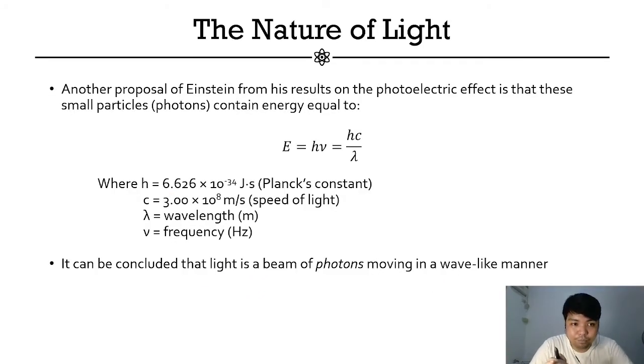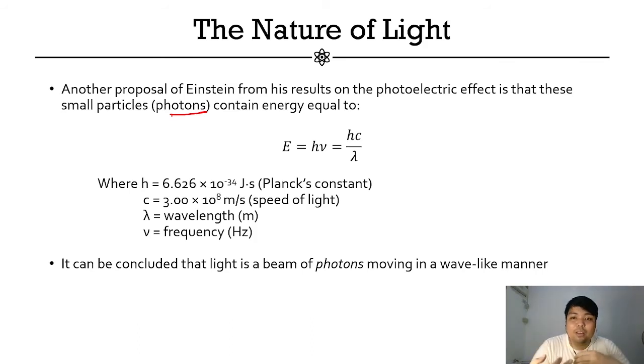Now, based on the photoelectric effect of Einstein, who discovered that light also carries energy, these particles, which are now called photons rather than corpuscles, contain energy equal to E = hν, or hc over λ, wherein h is Planck's constant, which is 6.626 times 10 to the negative 34 joule-seconds, and c is our speed of light in meters per second, λ is our wavelength in meters, and ν is our frequency in hertz.